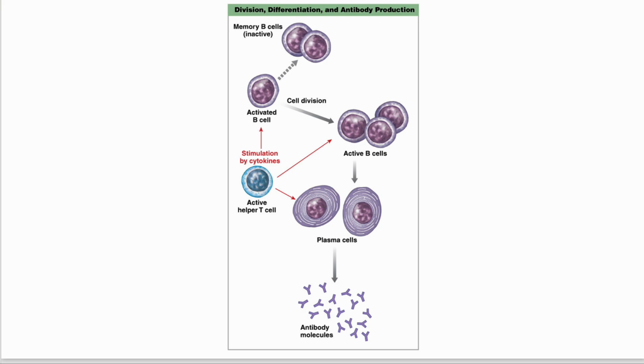So here are the next steps. Here is our active helper T cell, our CD4 T cell. It activated a sensitized B cell. That underwent mitosis to produce memory B cells, and also underwent cell division to create active B cells, which become plasma cells. Plasma cells then produce the antibodies that will travel throughout the body and bind anytime they see that antigen.